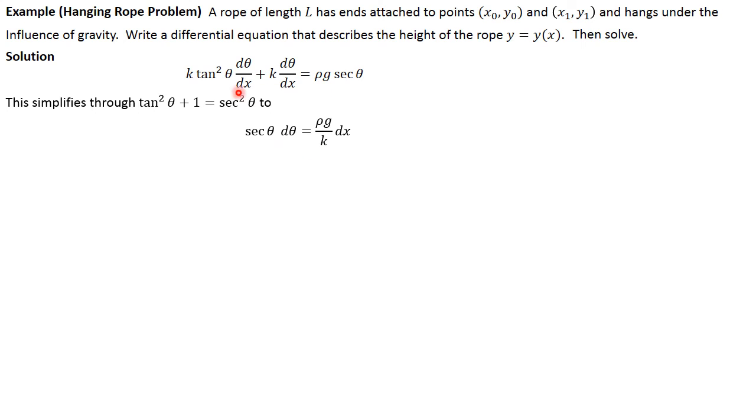Indeed, this is a separable equation, and this is what it looks like after we simplify and separate. We can integrate both sides, and the integral of secant theta d theta, you might recall from Calc 1 or 2-ish, is natural log of secant theta plus tangent theta. And on the right-hand side, rho, g and k are all just constants, so this is really just the integral of a constant dx. So you get rho g over k times x plus a new constant, which I'm going to call c2.